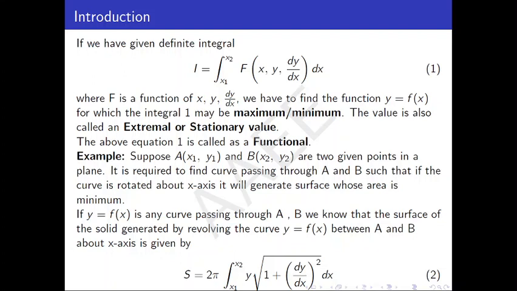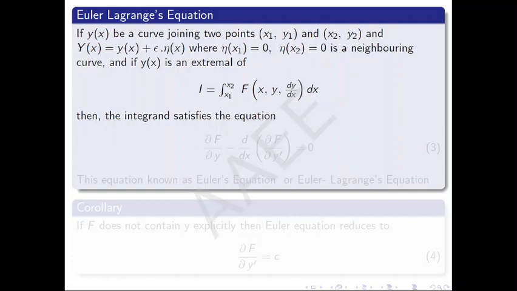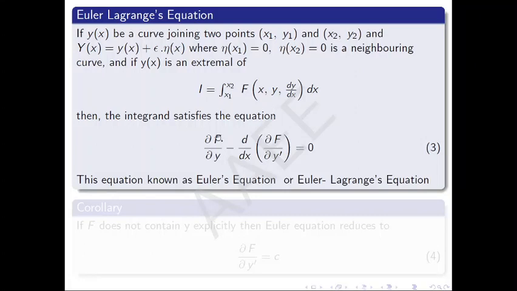Dear friends, for that, one condition is given to get the maximum or minimum value of y. That condition is called Euler Lagrange's equation. We say that y of x is an extremal of this functional if the integrand f satisfies the equation: del f by del y minus d by dx of del f by del y dash is equal to 0.